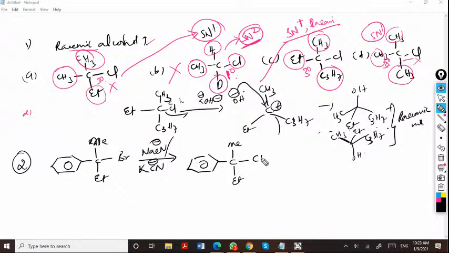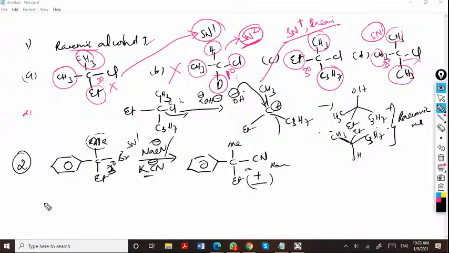So it is going to give cyanide attachment. If I indicate plus and minus like this, it indicates a racemic mixture. So positive enantiomer and negative enantiomer both are going to form, because this is a tertiary center, it is going to follow the SN1 mechanism, and this is a chiral center. So it's going to give a racemic mixture.